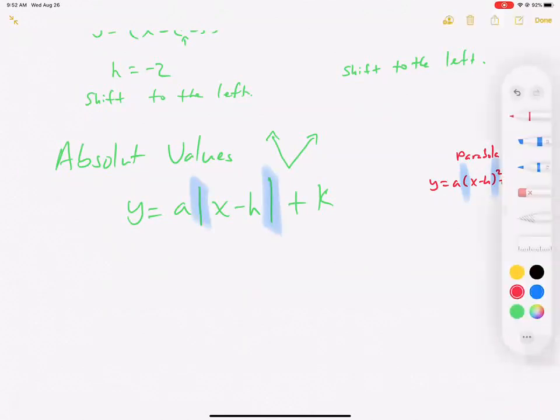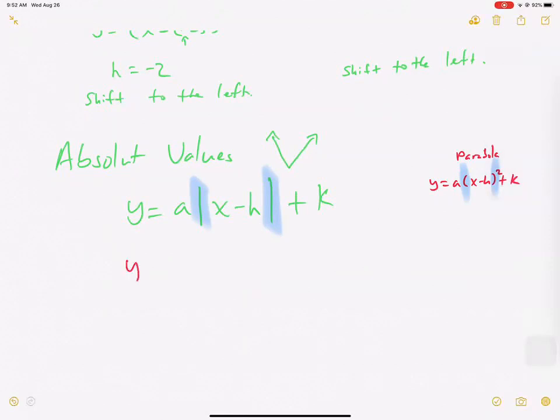Now we can go into more detail next time, but if I wrote this, y is equal to the absolute value of x minus 3, what do you think happens to this graph? What do you think that negative 3 does to this graph? Would that negative 3 be considered h or a k inside the absolute value? h would be positive 3. So 3 is an h value because it's inside the absolute value. If it was outside, we would call it a k.